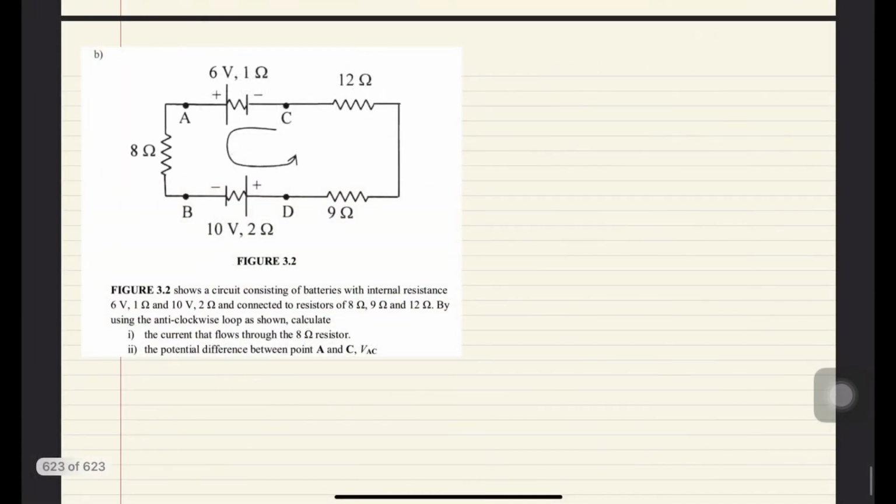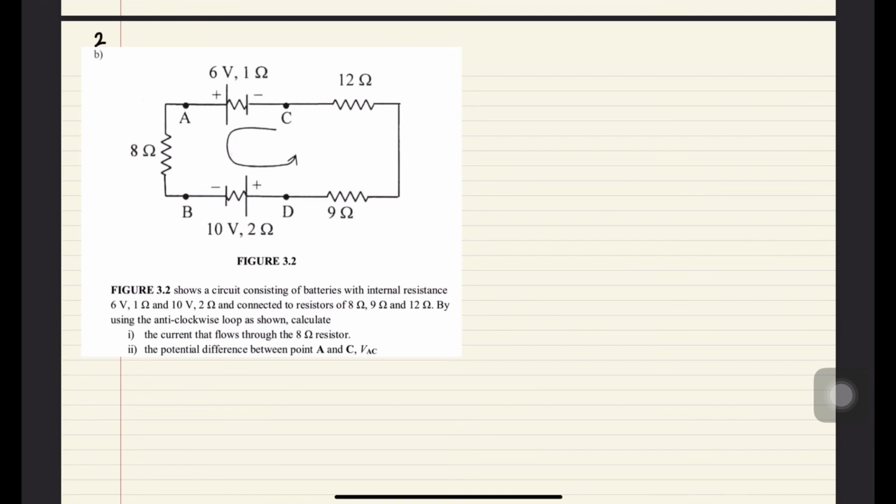Okay, for question number 2B, they give you a circuit, and in this circuit there are two power supplies, 2 EMF. So straight away you know that you have to apply Kirchhoff rules, even though it's just one loop.